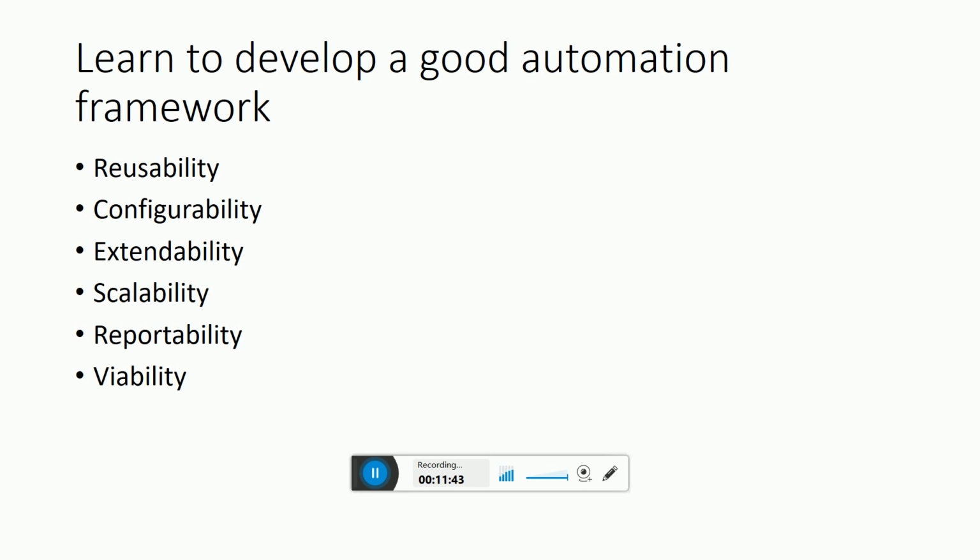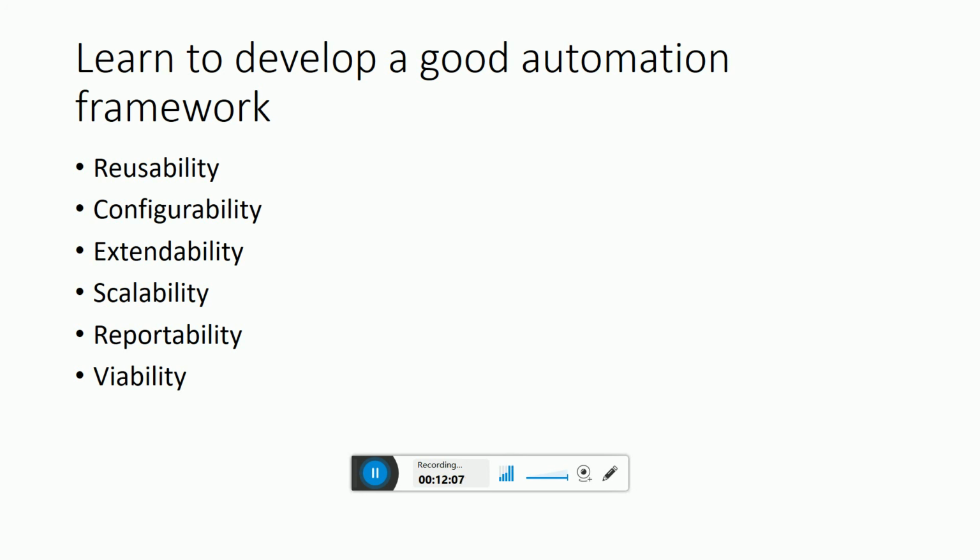Then extendability: you cannot maintain 3 or 4 frameworks for web services, mobility, and web UI. So you should have all this in one automation framework, and you can have Maven based development, so you can easily plug in libraries, or you can use NuGet packages in .NET. So you have to have it extendable.